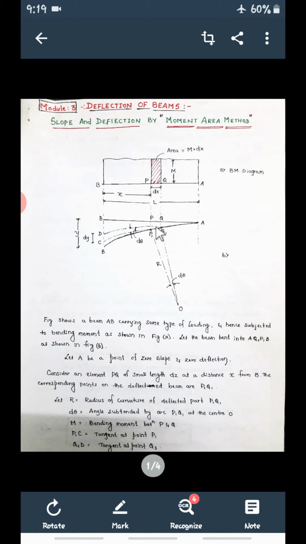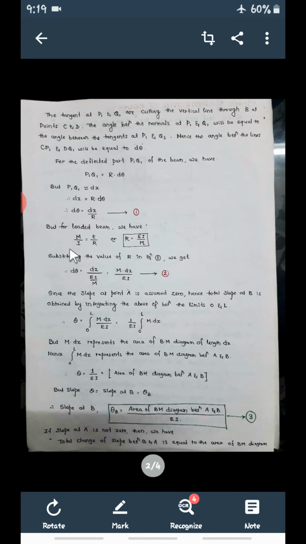and the deflection between these two tangents we have drawn, q1 and p1, that is between c and d, is dy. Between these 2 points, the deflection is dy. But if you consider the total length of the beam, the total deflection is this portion, that is y. So y is the total deflection at B, and dy is the deflection between the 2 points p1 and q1. Similarly, first we'll find dy, then we'll integrate that to get y.